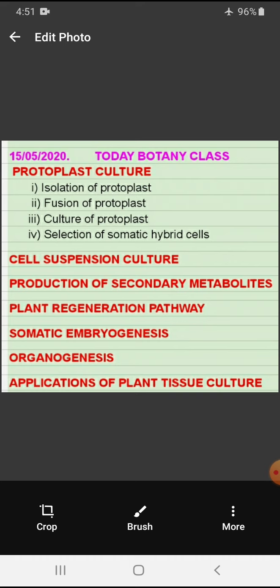First of all, we are going to discuss protoplast culture. What are protoplasts? The protoplasts are cells without a cell wall but bounded by a cell membrane or plasma membrane. Using protoplasts, it is possible to regenerate whole plants from single cells and develop somatic hybrids. The steps involved in protoplast culture are isolation of protoplast, fusion of protoplast, culture of protoplast, selection of somatic hybrid cells. Now we are going to discuss isolation of protoplast.